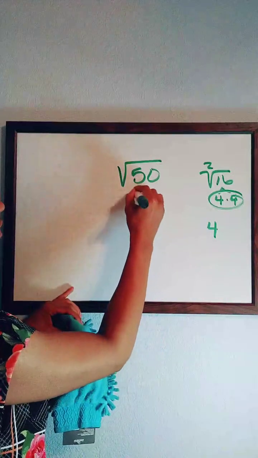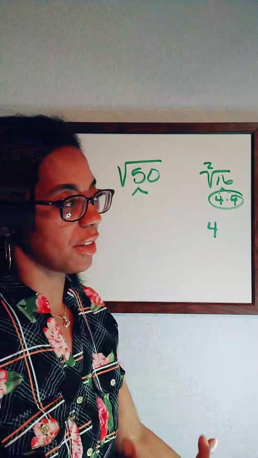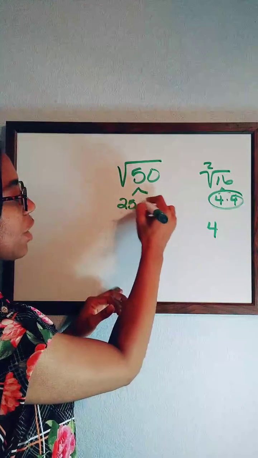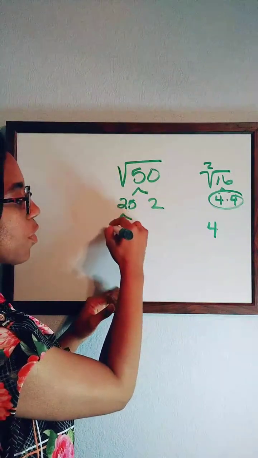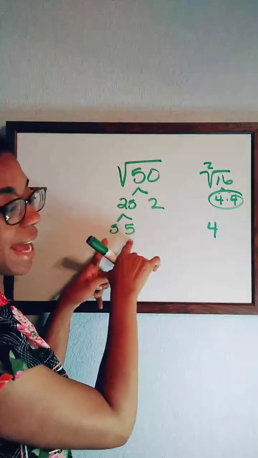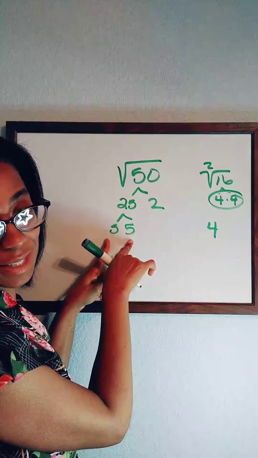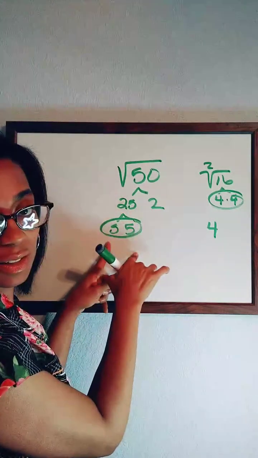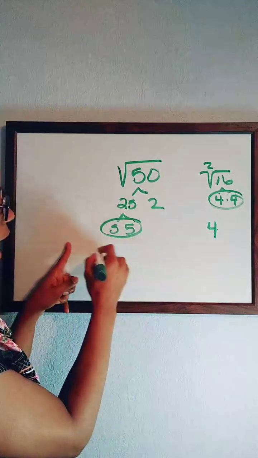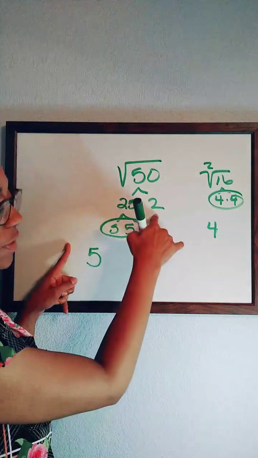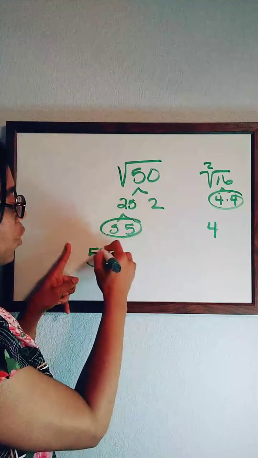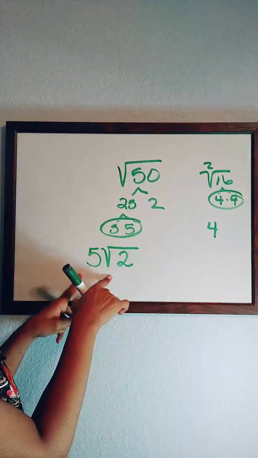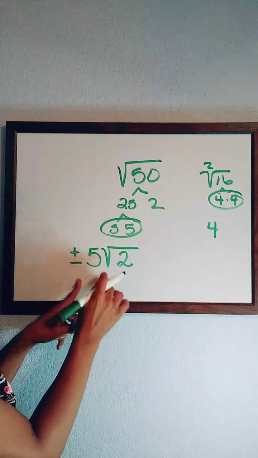Over here, 50, I'm still looking for sets of 2. So I'm going to factor this because I know that 25 is a perfect square because it has 2 5s in it. So whenever I have something that is a set of 2, I can take it out. Whatever doesn't have the set of 2, you have to keep it on the inside. But whenever you do square root, it's positive and negative.